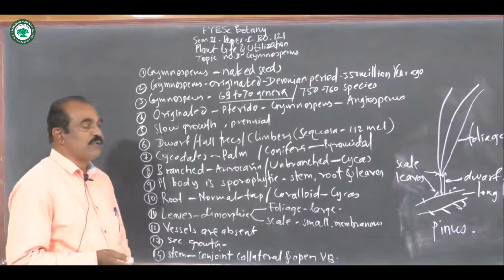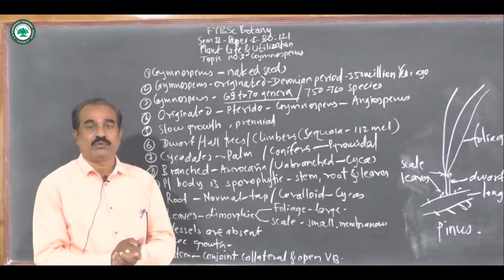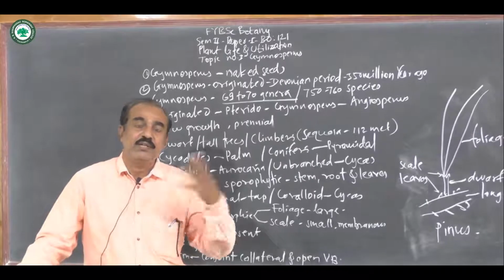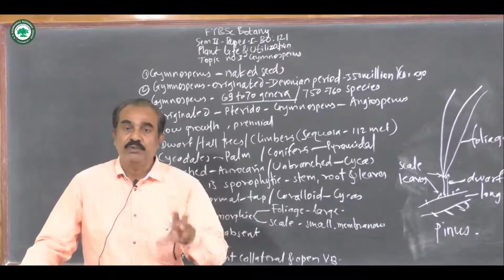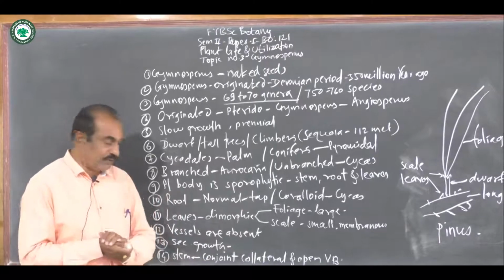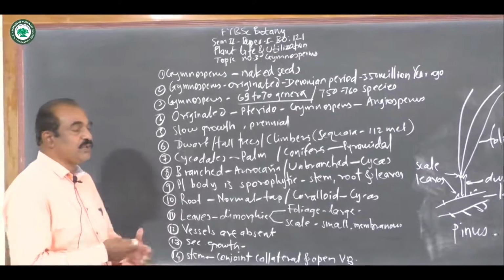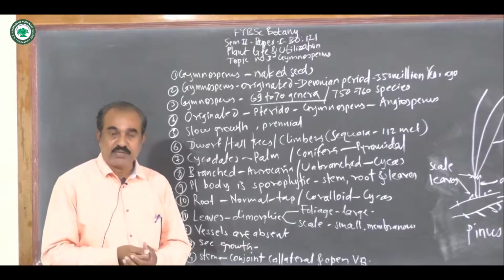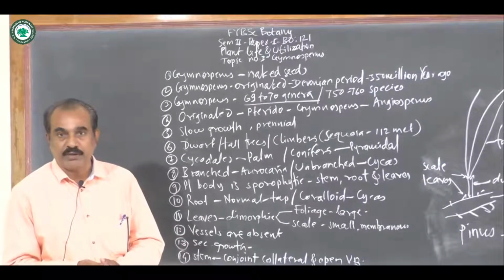Now in the majority of the gymnosperms, there is secondary growth. The secondary growth is of two different types, that is the intrastelar secondary growth and extrastelar secondary growth. Both of these two types of secondary growth are found in the gymnospermic plant. Now the stem shows a conjoint collateral open type of vascular bundle.